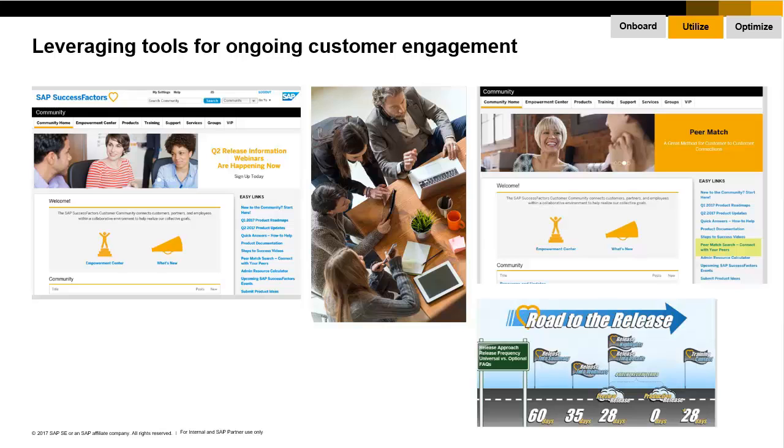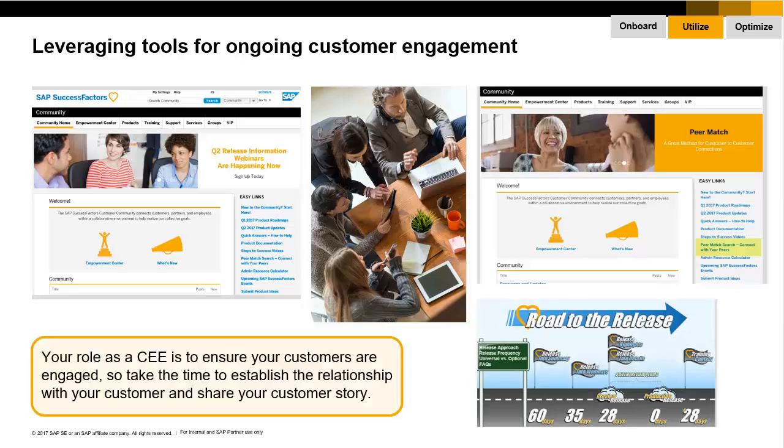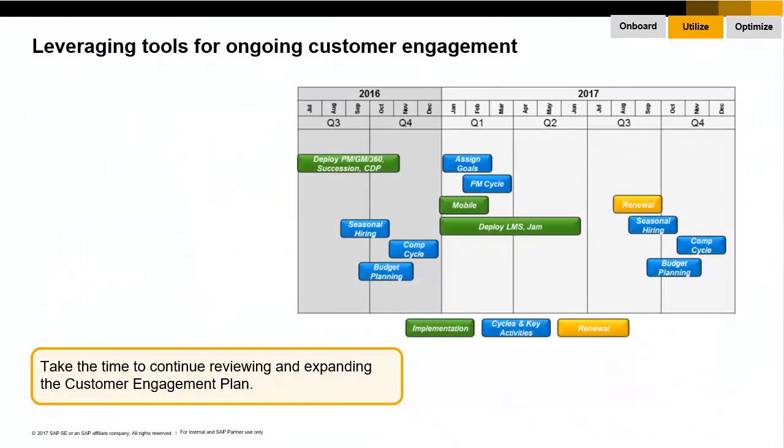Your role as a CE is to ensure that your customers are engaged, so take the time to establish the relationship with your customer and share your customer story. And remember, continue to regularly review and expand the customer engagement plan with your customer so that it's fresh, up to date, and fully aligned with where the customer is heading with their SuccessFactors solution.